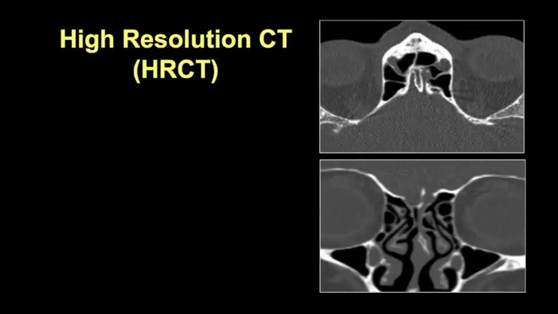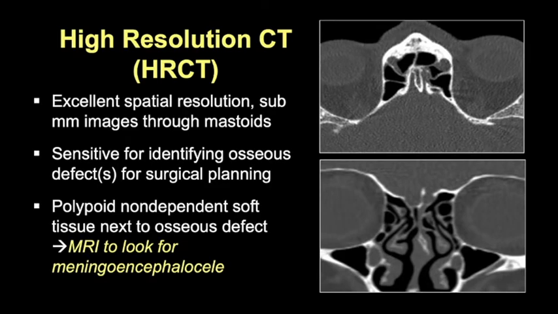So prior to considering any sort of cisternography, the initial imaging study of choice, which is unequivocally supported by the literature and should be the standard of care, is a thin section high-resolution CT through the sinuses, using sub-millimeter images and making sure to extend all the way through the mastoids. This is the most sensitive method for identifying an osseous defect and will be used for surgical planning. The beauty of this modality is that we don't need an active leak to identify an osseous defect along the skull base.